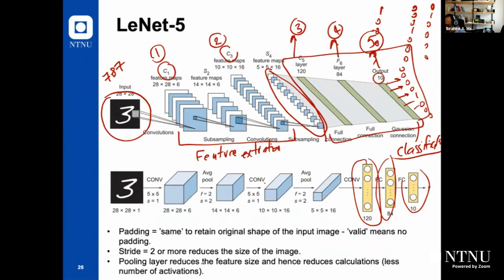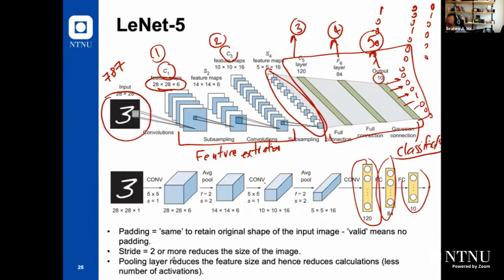In these convolutional layers, we use something called padding equals same to retain the original shape of the input image. I will not go into much detail, but if you need a feature map which has the same size as the input, we need to use padding equals same. In this case, we will keep the same size of the input image.